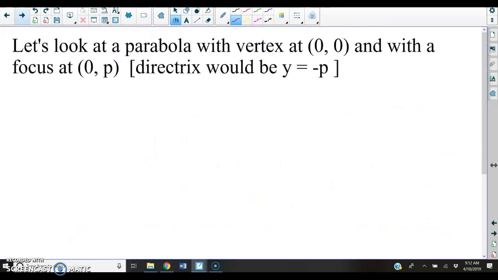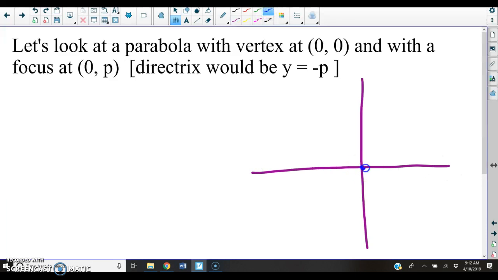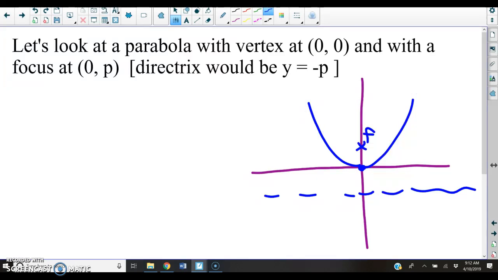Okay, so let's take a look at a parabola with vertex (0, 0) and a focus at (0, p), in other words, p is a positive number. So here is going to be my vertex. My focus is going to be here, so my directrix is down here. Okay, so I think you see that the parabola is going to look something like this. All right, how do we come up with the equation of a parabola? Let's see what happens.